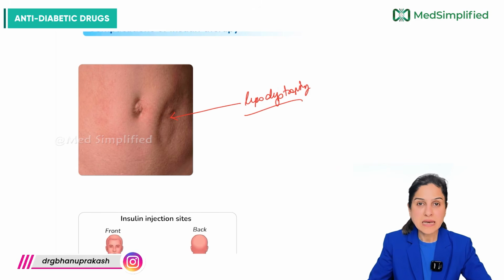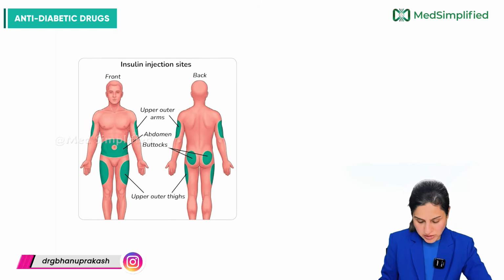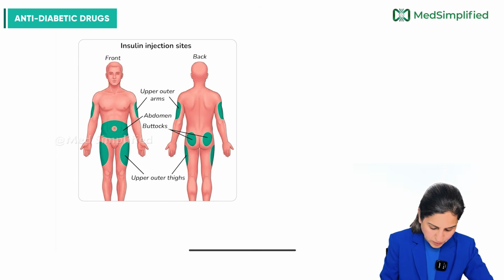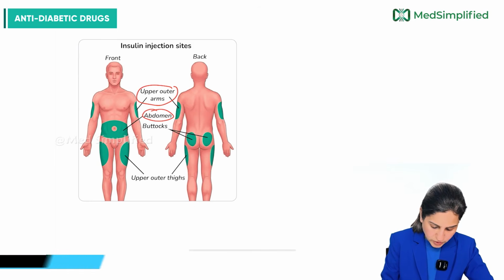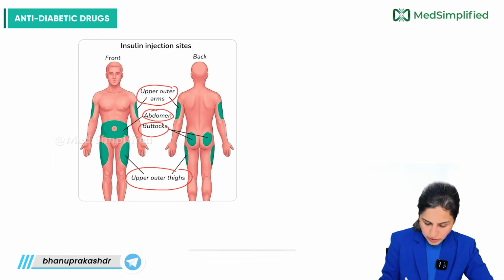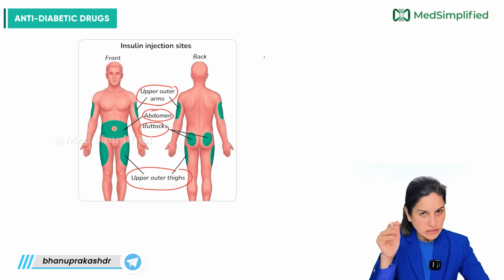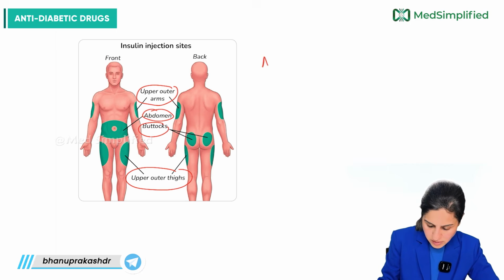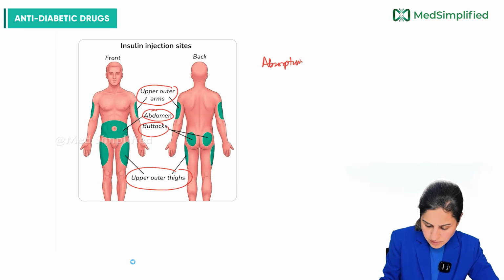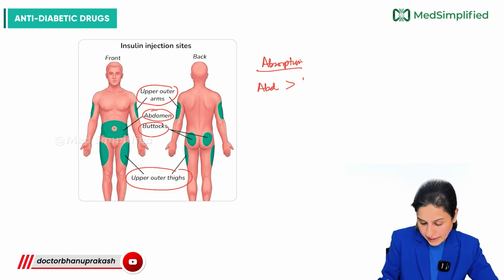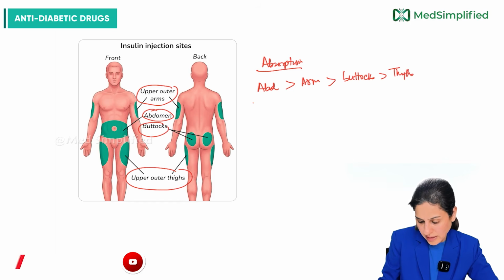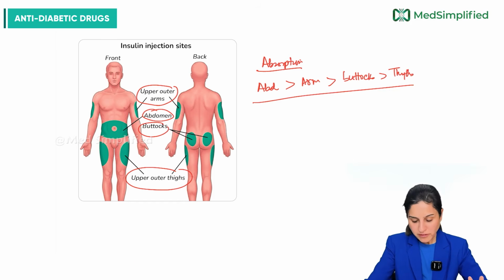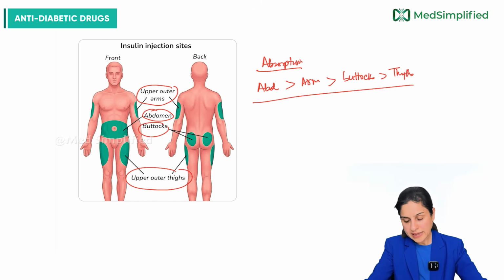Now, the sites of insulin injection, there are many sites, like you can apply it in the abdominal area, on the upper outer arm, on the buttocks or upper outer thigh. Now, remember the absorption. The absorption occurs best in the abdominal area, followed by the arm, followed by the buttocks, followed by the outer thigh. So preferably our abdomen, otherwise arm, buttocks and then the thigh.